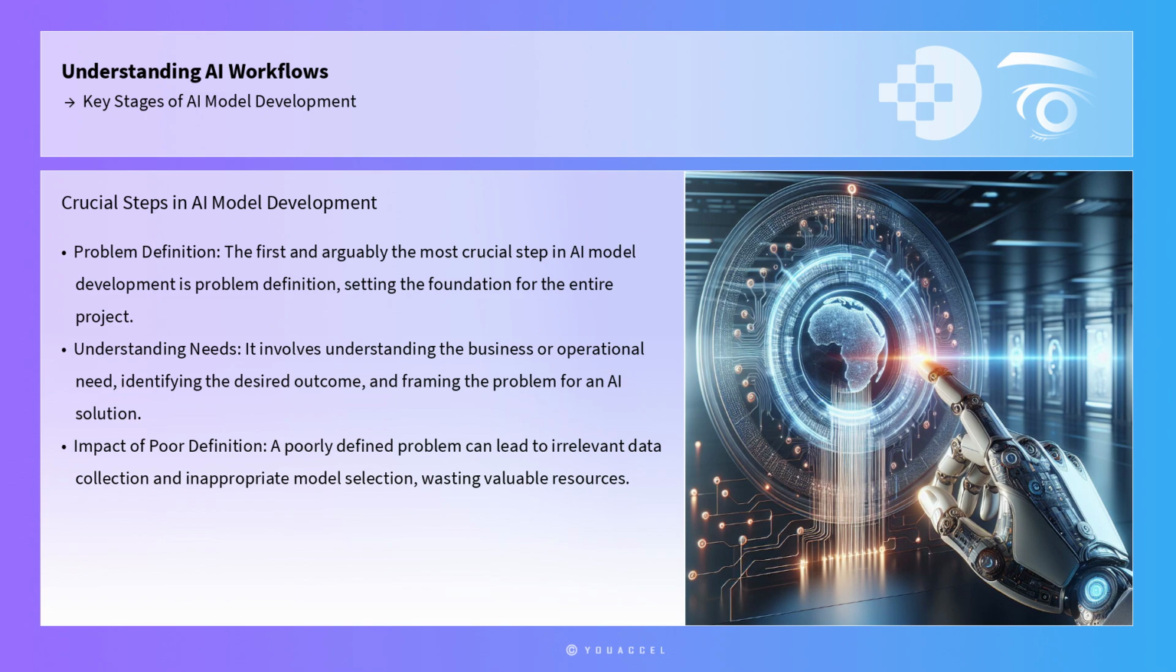For instance, if the goal is to reduce customer churn, the problem might be framed as a classification task where the model predicts whether a customer is likely to leave based on historical data. The importance of this stage is underscored by the fact that a poorly defined problem can lead to irrelevant data collection and inappropriate model selection, wasting valuable resources.